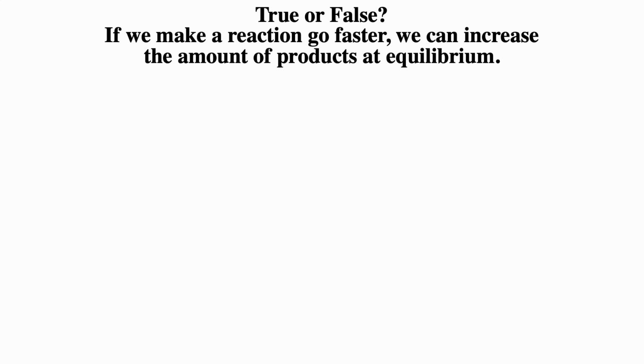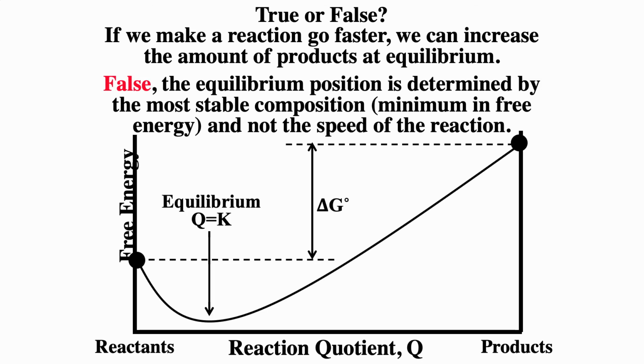So true or false, if we make a reaction go faster, we can increase the amount of products at equilibrium. You can make a reaction go faster by adding a catalyst, but this is false. Remember, an equilibrium constant is a constant for a specific reaction at a specific temperature. And so making the reaction faster will not change the equilibrium. All it will do is cause the reaction to get to equilibrium faster.